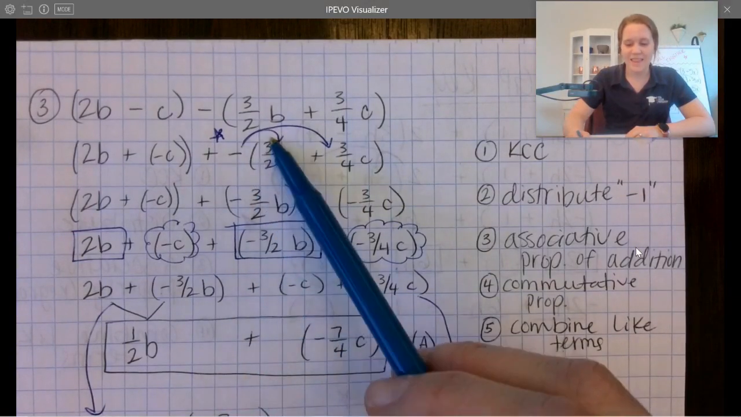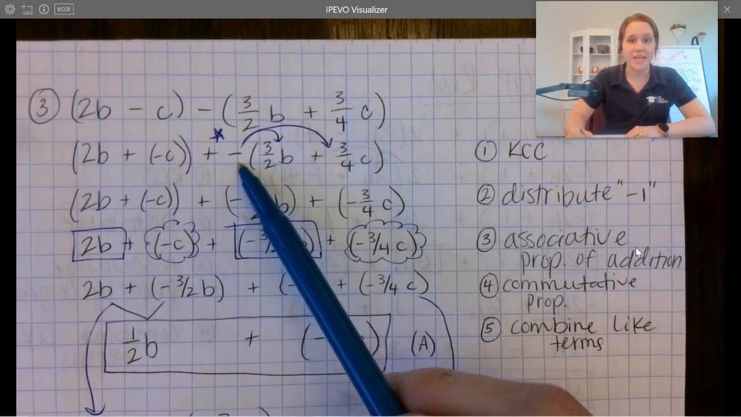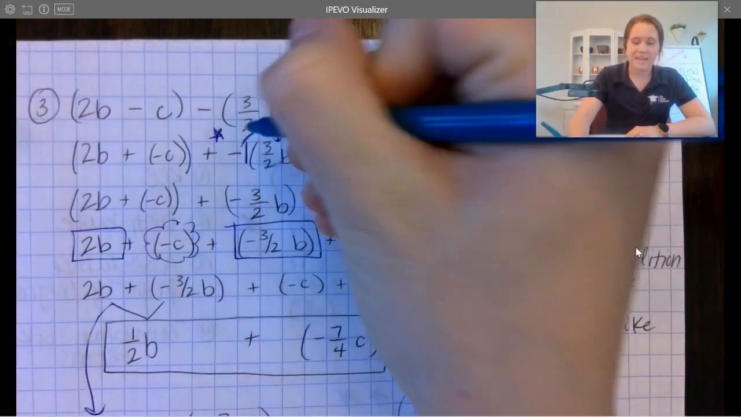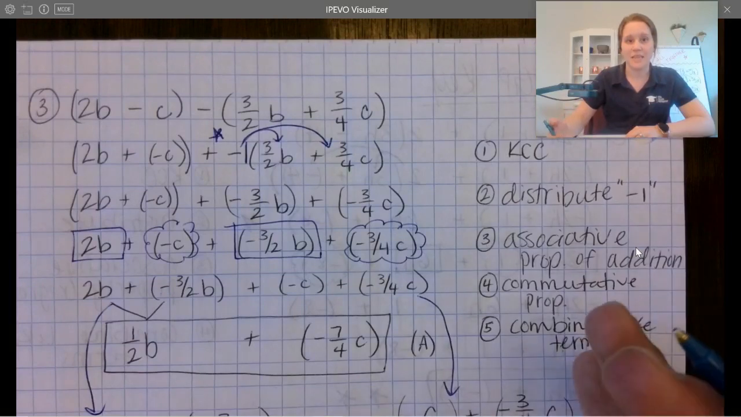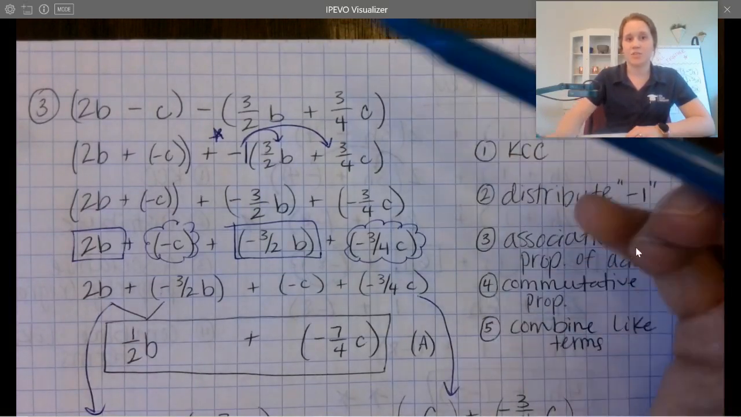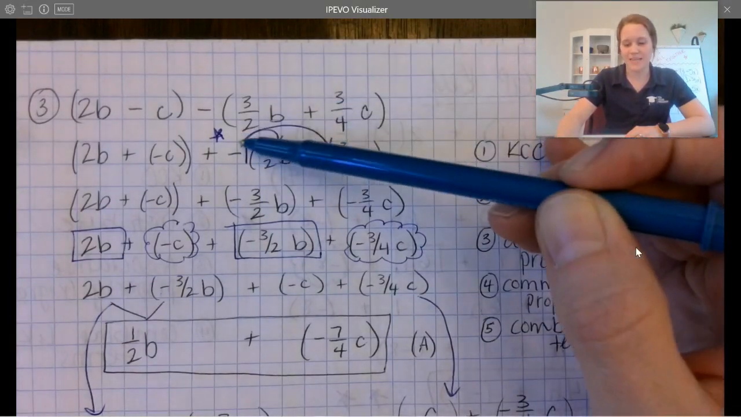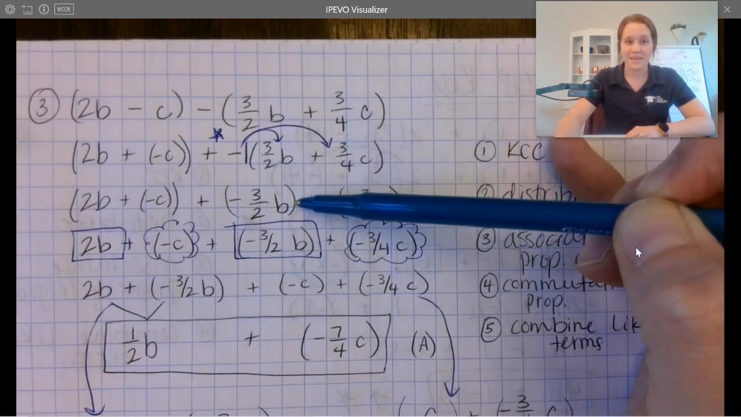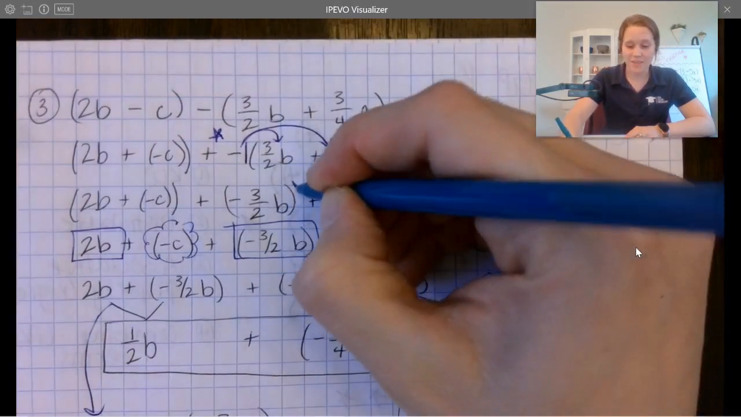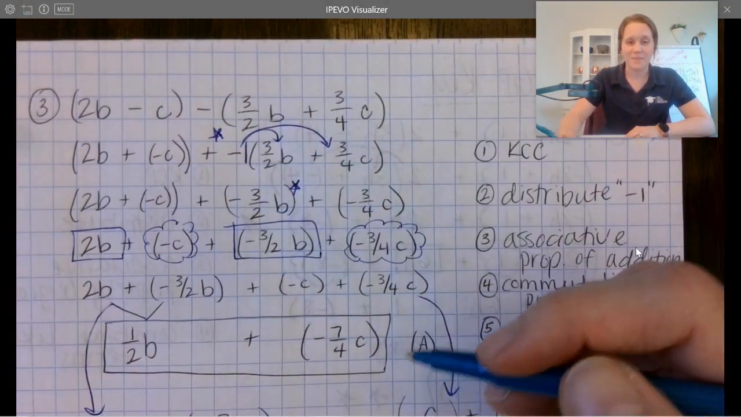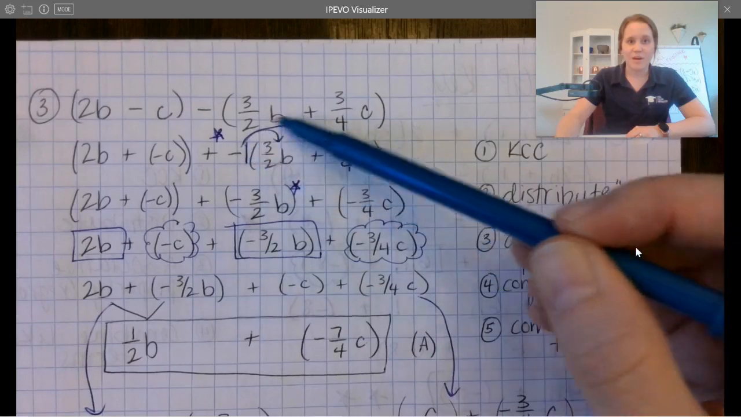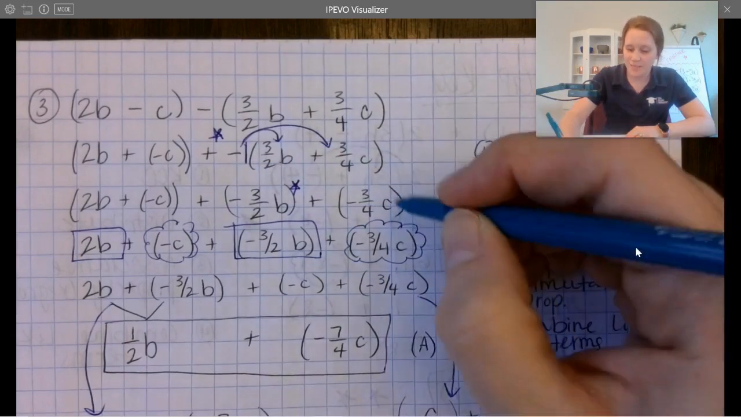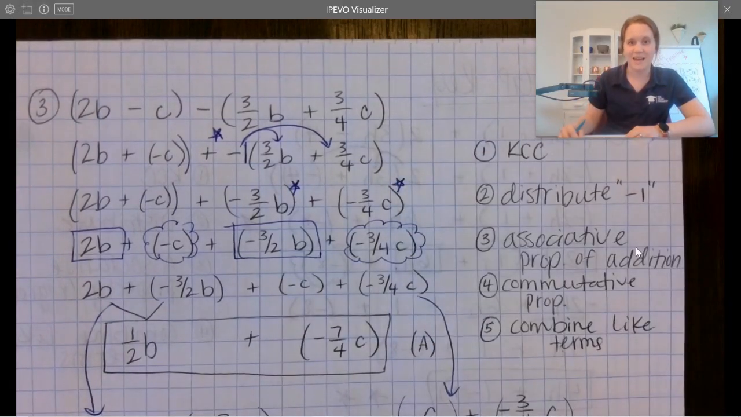Nice job. Then I'm going to be distributing that negative sign to each term inside the parentheses. Remember, we said this was like a negative 1 being distributed inside the parentheses. So let's double check that specific part. When I see negative 1 times negative 3/2 b, that becomes negative 3/2 b. Go ahead and put a star next to that term if you got that one right. Also, negative 1 times 3/4 c becomes negative 3/4 c. Go ahead and put a star by that if you got it.